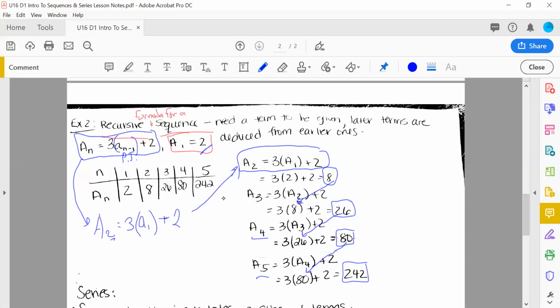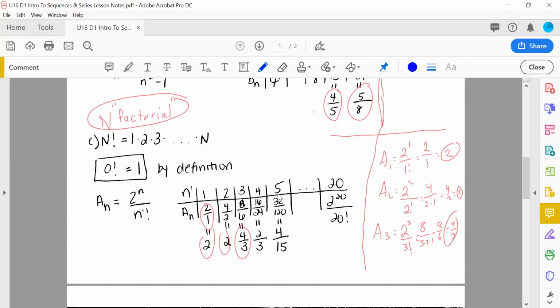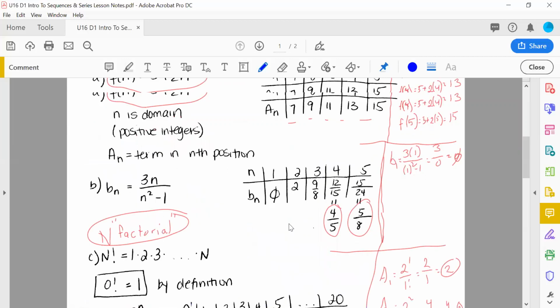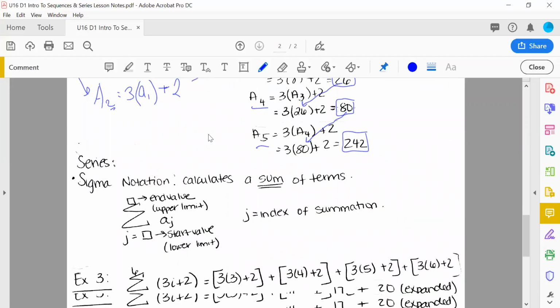As my grandmother would say, she's a Polish grandmother, this is a pain in the dupa, because in order to find a sub 10, for instance, you have to find a sub 9, but to do that, you have to find a sub 8, and a sub 7. So there's no way that you can just find a sub 5 by plugging in 5 and getting the answer like you can with these. Recursive formulas require you to find the previous terms.